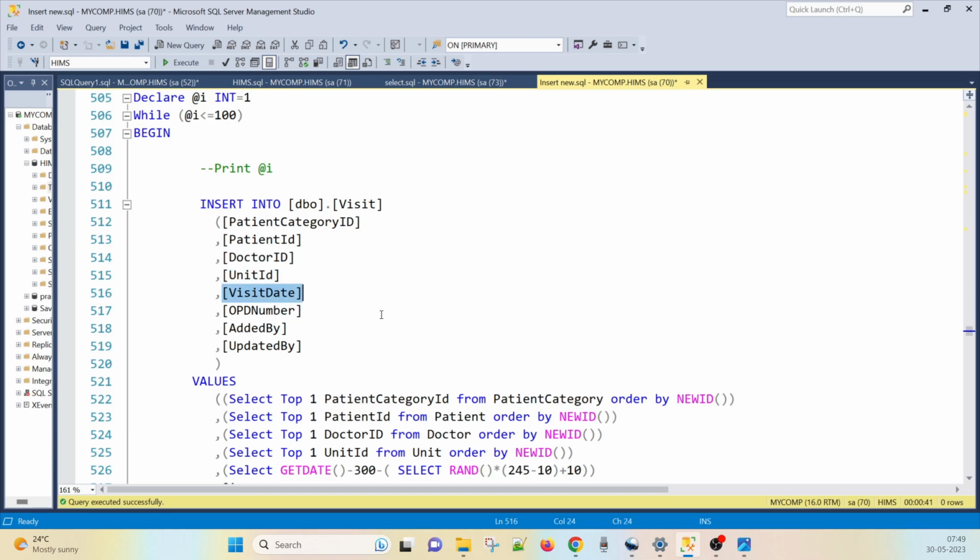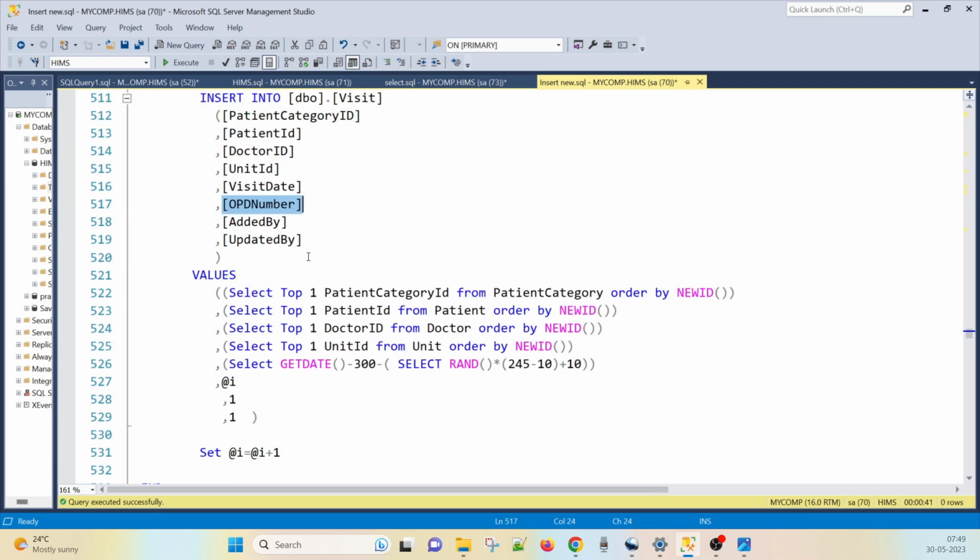And the visit date, meaning on which date he visited the hospital, and the OPD number. For every record there is a different OPD number. Suppose one patient has visited 10 times, so there is a different OPD number for him: 1, 2, 3 up to 10. And year-wise, different OPD numbers are managed in the hospital based on government regulations. The same for the IPD number as well. I am inserting dynamic records in it: patient category, patient ID, doctor ID. I am selecting a random doctor ID and there is a unit ID as well.